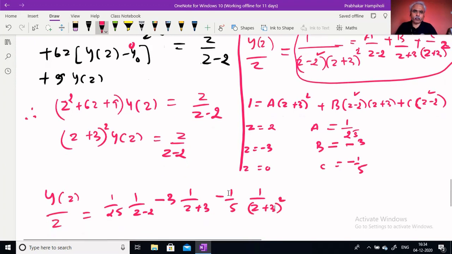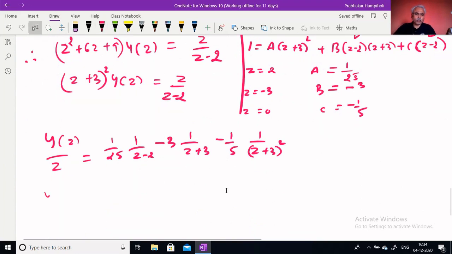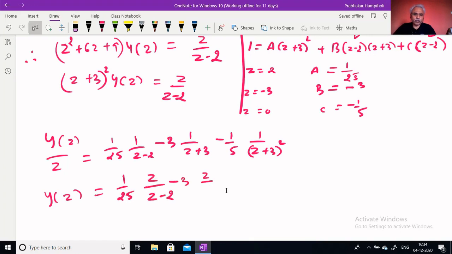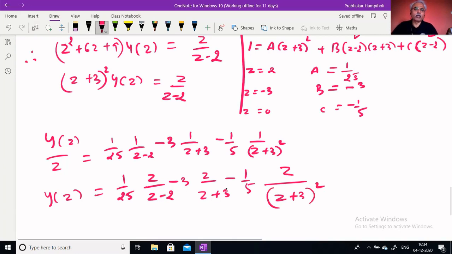Here everything is perfect, but one small adjustment we have to do. Before that, let me write what is y of z by z. 1 by 25 times z by z minus 2, no problem, this is perfect. Minus 3 times z by z plus 3, no problem. Minus 1 by 5 times, here a small adjustment is required, because it is not raised to 1, and that adjustment is, this should be considered as minus of minus 3, so that we require minus 3z to be multiplied and minus 3 to be divided here to make it a perfect inverse transformation.